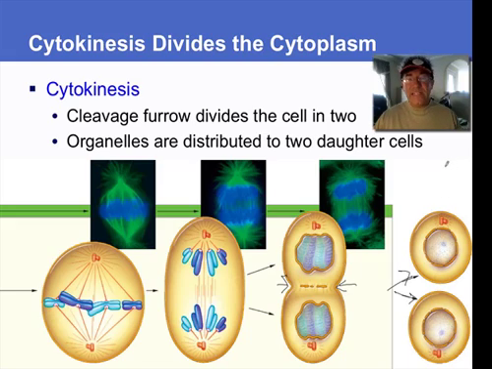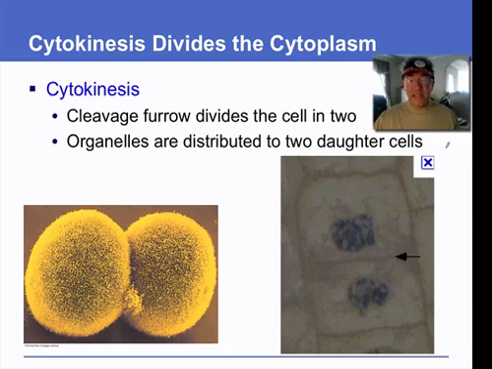You can do cytokinesis in two ways, depending on whether you are an animal or a plant cell. If you're an animal cell, it's over here, then you do not have a cell wall. So what you can do is squeeze in one part of your cell and start constricting the middle of your cell. It's called a cleavage furrow.